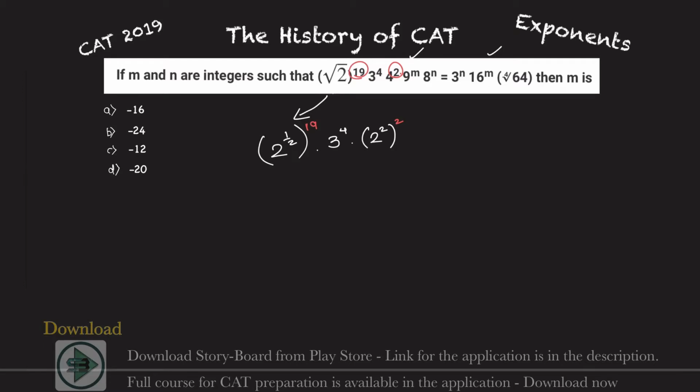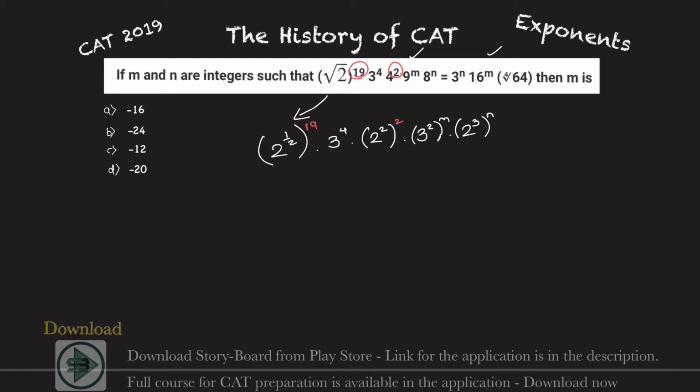So what next? This is 9 raised to m. This is 3 raised to 2 raised to m. I can write it out in this way. Similarly, I can write this 8 as 2 raised to 3 raised to n. So that's what I can make from this.